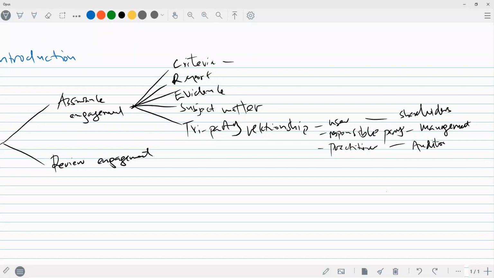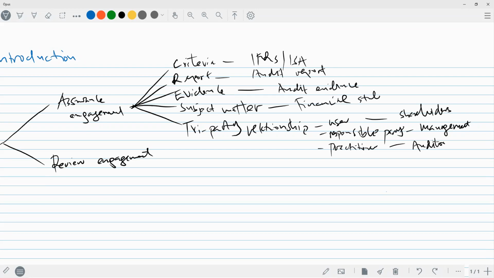In the case of criteria, we're going to use IFRS in the case of an audit, as well as the International Standards on Auditing. The report is the auditor's report. The evidence: you do require audit evidence in order to ascertain the final audit report you'll be preparing. The subject matter, in the case of an audit, will be the financial statements prepared by the management. So that is why an audit qualifies to be an assurance engagement, because all those 5 elements exist in the case of an audit engagement.